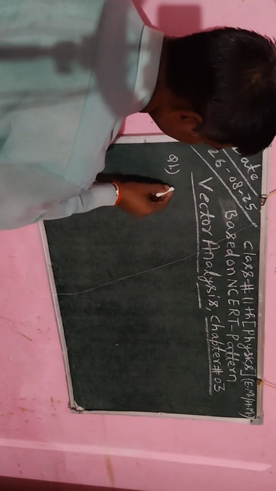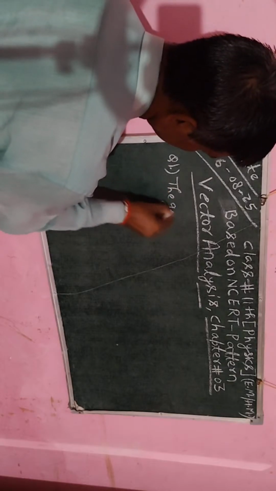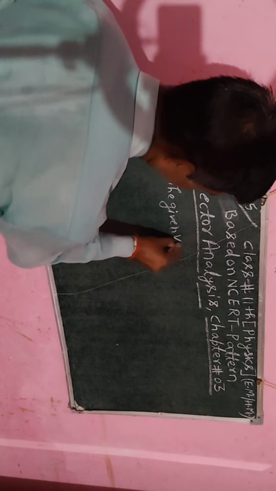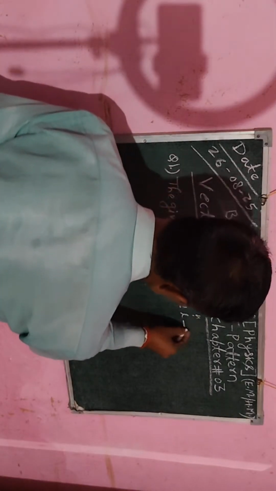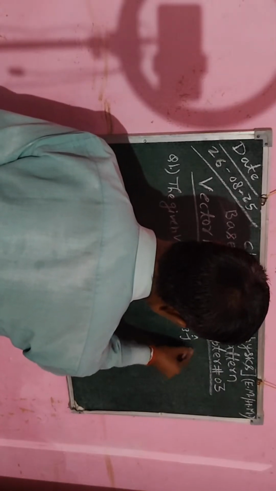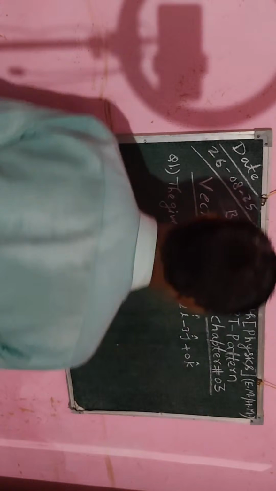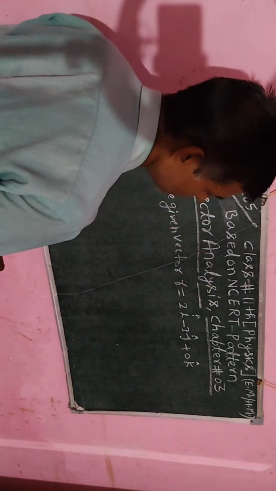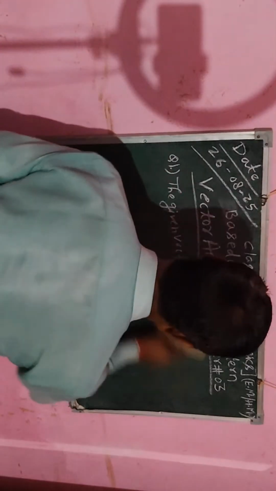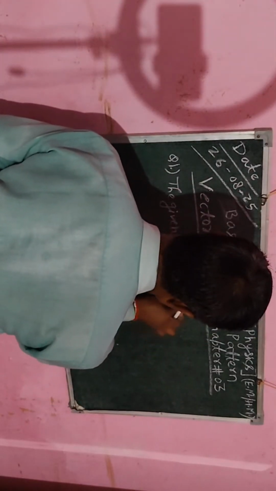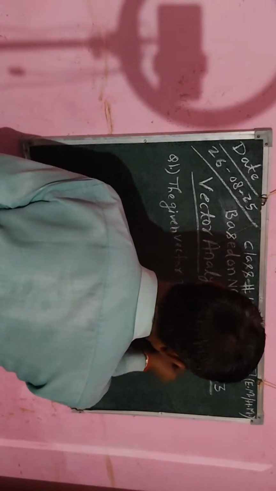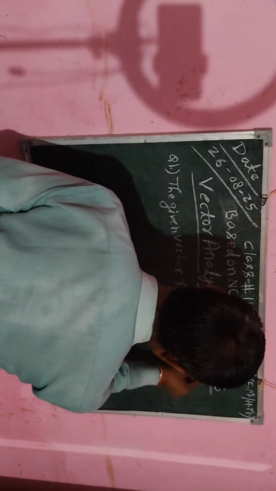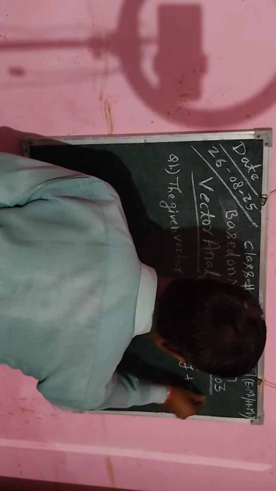If one vector is given, the given vector is equal to 2 vector i cap minus 3 vector j cap plus 0 vector k cap. This is a vector. Now we also have to arrange it like this: 2t vector i cap minus 3t square vector j cap plus 0 into vector k cap.